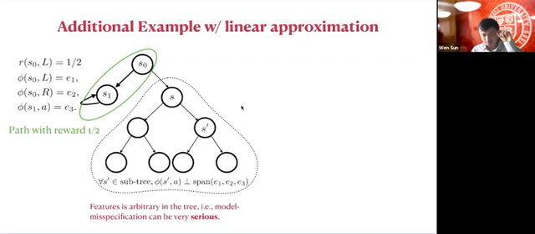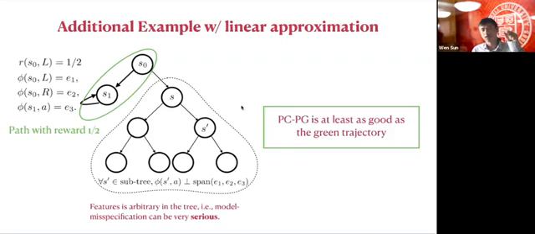So basically here, features could be arbitrarily bad, right? So model misspecification could be severe. But what you can show is that PCPG is indeed able to find a policy that is at least as good as the green path. So it may not find the optimal policy. The optimal policy might dive into this binary tree all the way to some weird places in this tree. There's no guarantee that PCPG will be able to find it, but PCPG guarantees to find at least a path that has reward 1/2. But there's no guarantee for any other Bellman backup based methods like Q-learning, for instance.